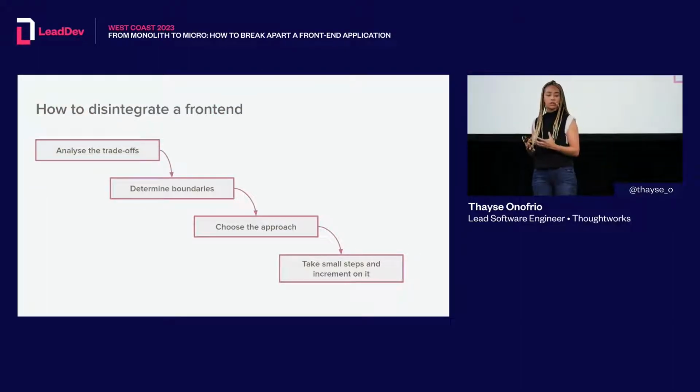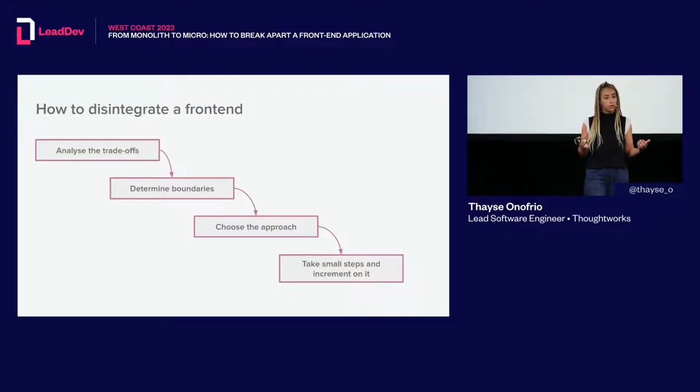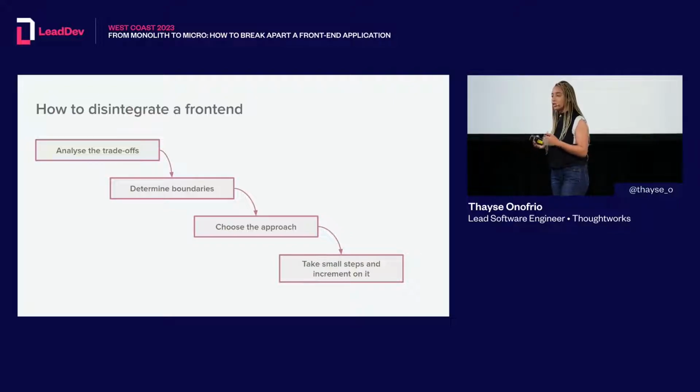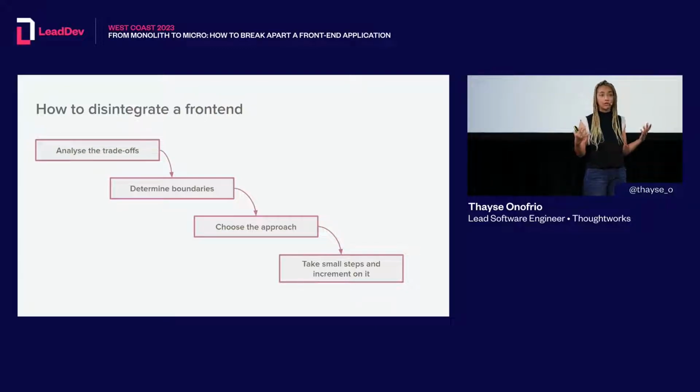Cool. So we talked about how to disintegrate a frontend. We can start by analyzing the trade-offs. We can think about all the benefits that we talked about, but also all the issues that we might be introducing, all the new challenges, not exactly issues, but new challenges we need to think about. So we need to really think that through and make sure that the issues we are having we can solve with the micro front-end approaches, and that we are okay with the new challenges that we would be introducing here. So we need to make that conscious choice.